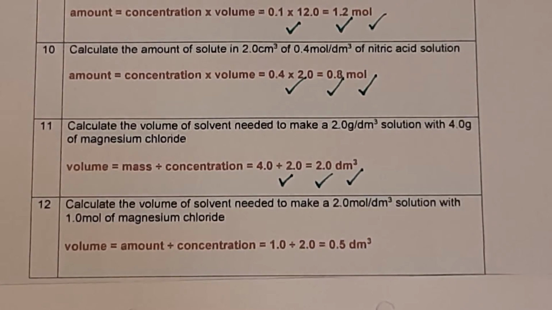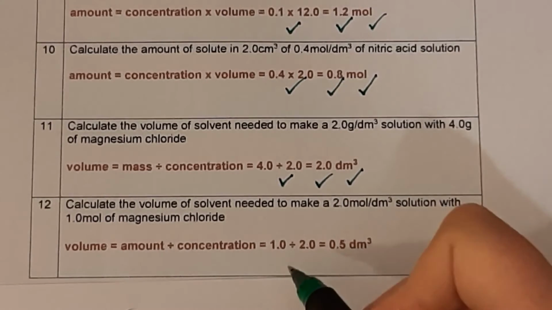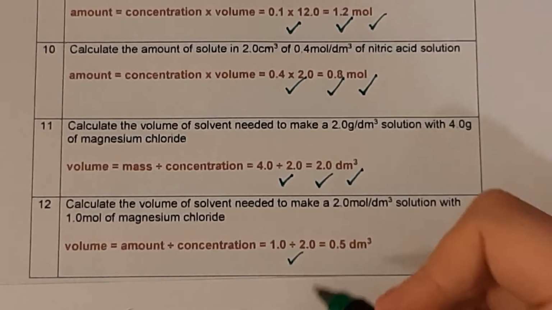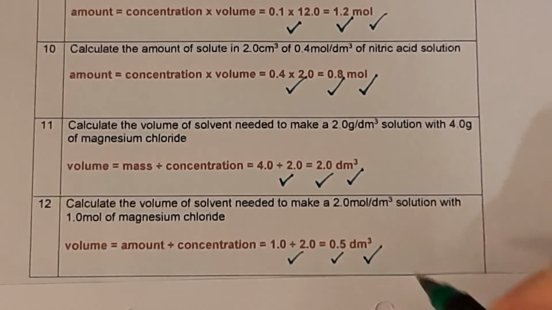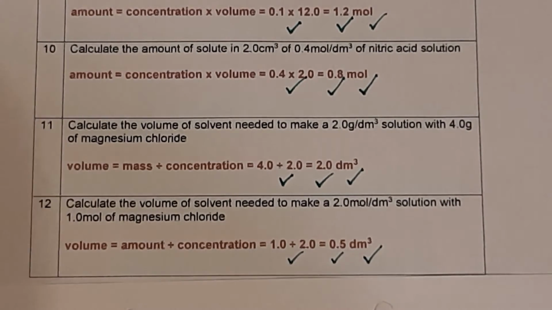And last question, question 12. It's similar equations. This time it's volume equals amount divided by concentration, okay, because we're dealing in moles. And that's 1 divided by 2, which gives us 0.5. And we get units for that, which is decameters cubed. So that's also out of 3.